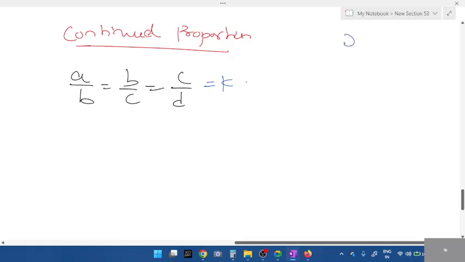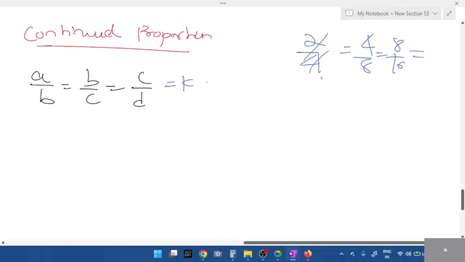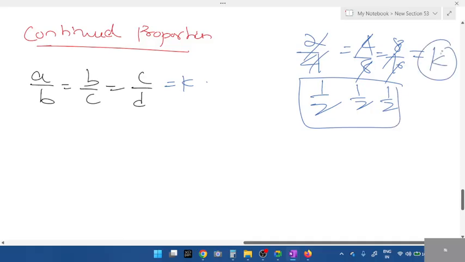For example, if I write 2 by 4, 4 by 8, 8 by 16, all these are continuous proportion. What's the answer for all this? If I reduce all this, what's the ratio, students? Are we getting 1 by 2? Everything is 1 by 2. This 1 by 2 is what we take as K. K stands for constant. All the values are constant here, K.